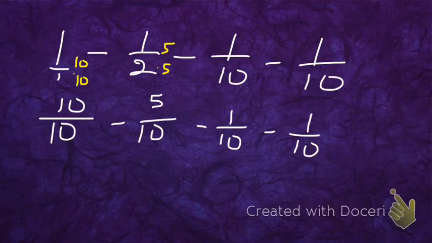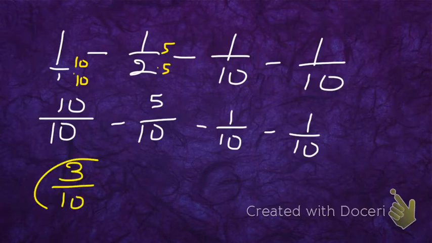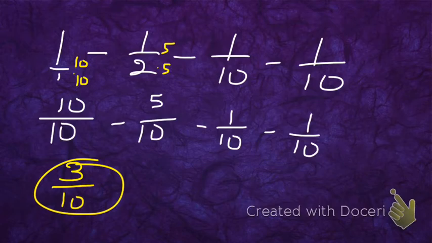10 tenths. Take away 5 tenths, take away 1 tenth, take away 1 tenth. Well, that would leave you with just 3 tenths. Remember, when you're adding or subtracting fractions, if the denominators are the same, you keep them, and you combine the numerators. So in this scenario, there would be 3 tenths of a cake left, just like 3 tenths of an estate.